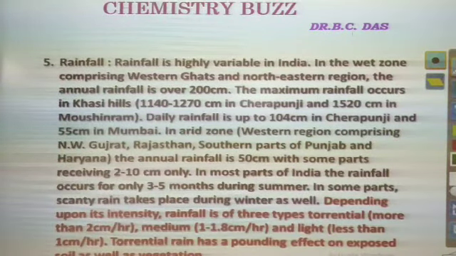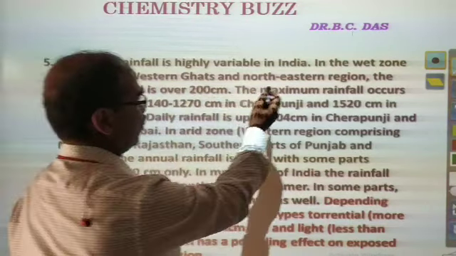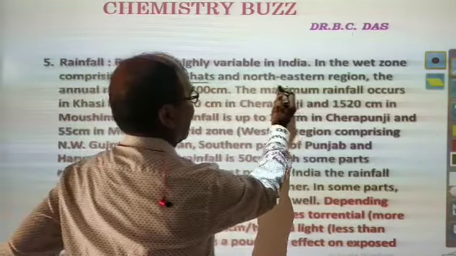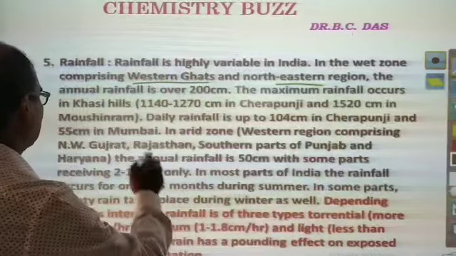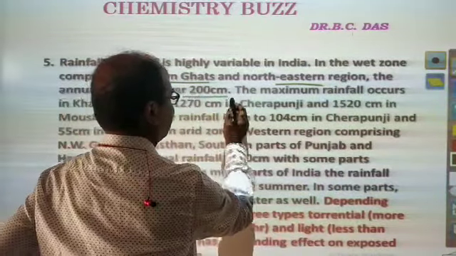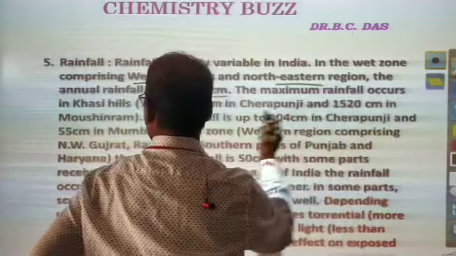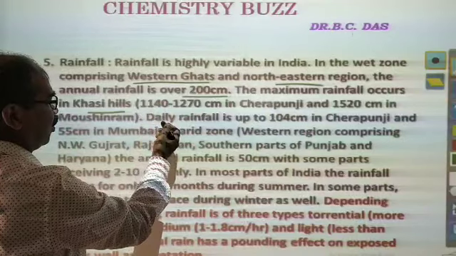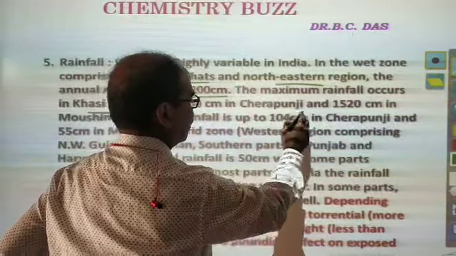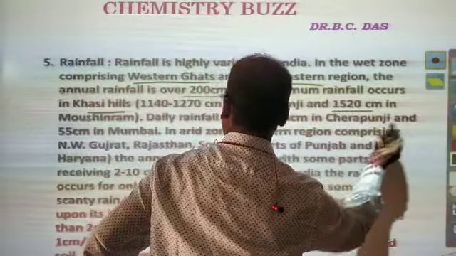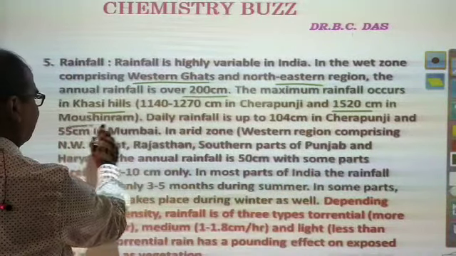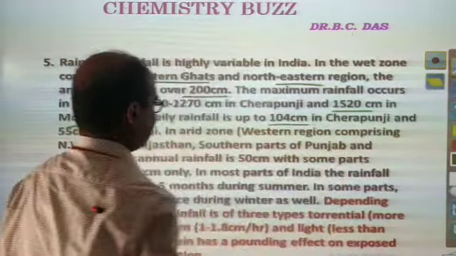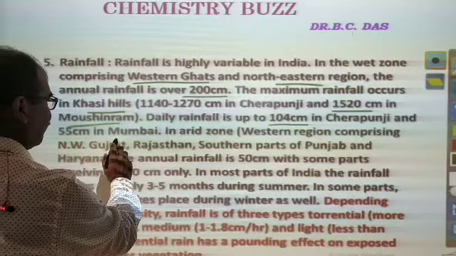Then rainfall. Rainfall is highly variable in India. In the wet zone comprising the Western Ghats and the northeastern region, the annual rainfall is over 200 centimeters. The maximum rainfall occurs in the Khasi Hills, that is 1140 to 1270 centimeters in Cherrapunji and 1520 centimeters in Mawsynram. Daily rainfall is up to 104 centimeters in Cherrapunji and 55 centimeters in Mumbai.